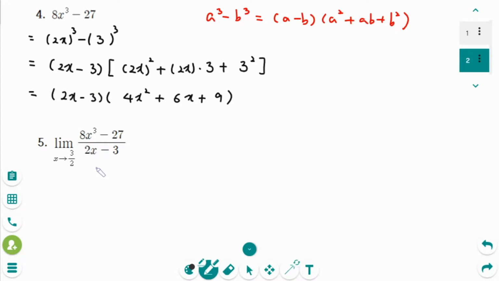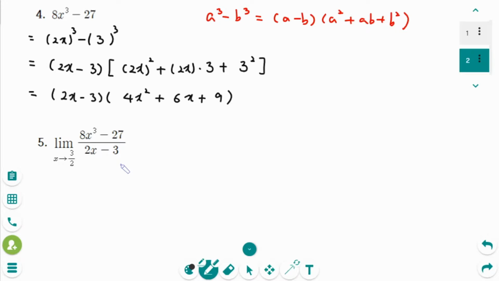What if the question looks like this? We can factor using the difference of cubes formula, like this. Or take a good look at this problem. It's in the 0 over 0 form. How do you know? As x approaches 3 over 2, the denominator 2x minus 3 equals 0. When this happens, the question will always have a numerator that has the same common factor to create the 0 over 0 form. That means the numerator must have a factor of 2x minus 3.